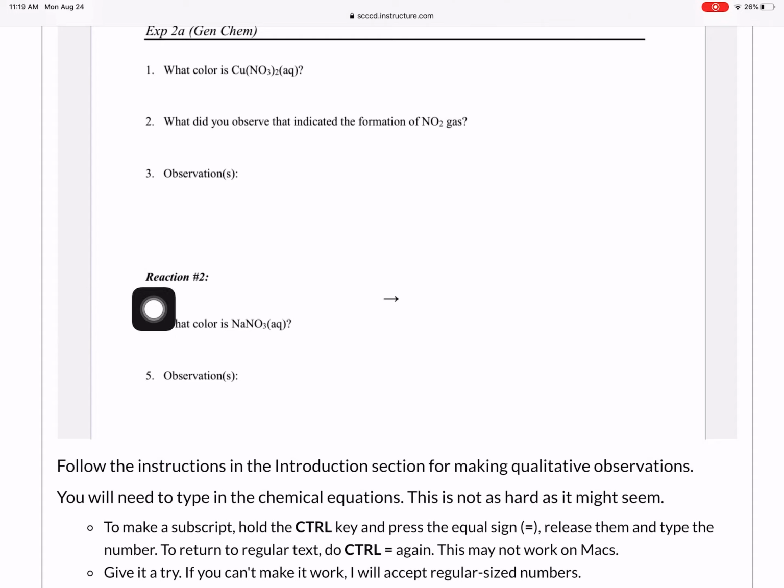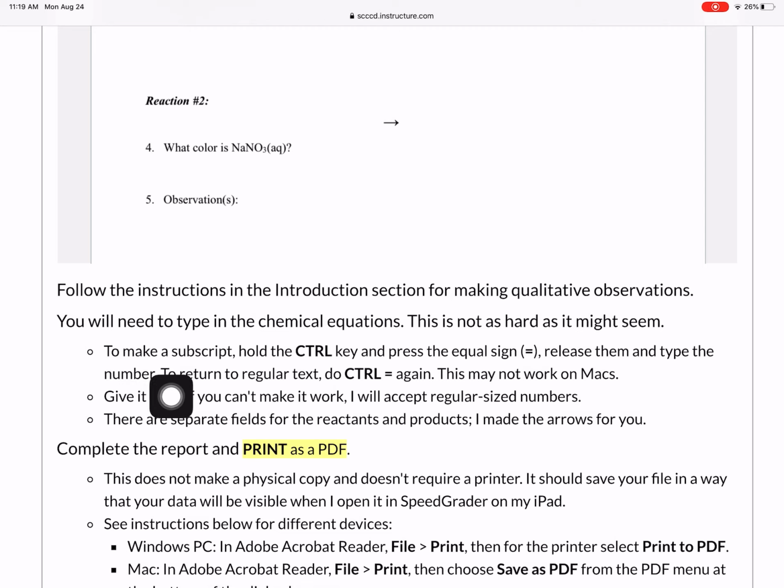Reaction 2. You can't see on this preview, but this is a fillable PDF, so there's a box here, and there's another box over here to type in the chemical equation. And the instructions about that are here. Do your best to make subscripts on the chemical formulas. To do that, you press and hold the control key and then press the equal sign. Then release them and type the number. When you're done typing the subscript, you do it again. I don't know if that's going to work on a Mac. You might know another way to do it. All I'm asking is that you give it a try. If it doesn't work for you, don't stress about it. Just use regular size numbers. It won't look quite right, but it'll be good enough.